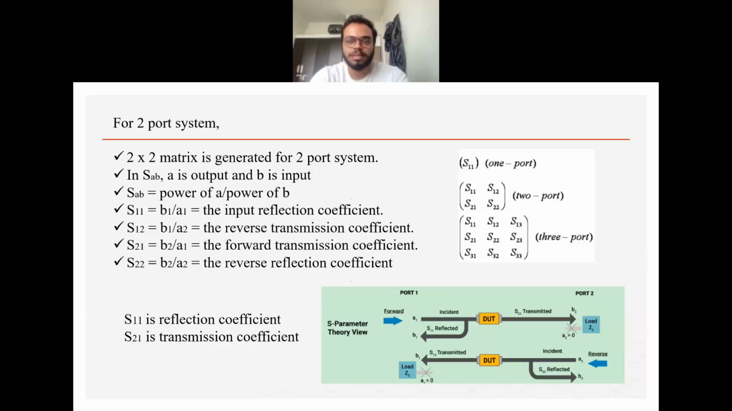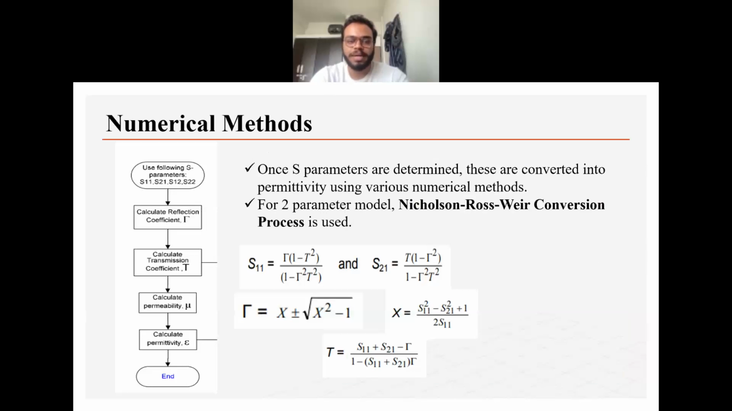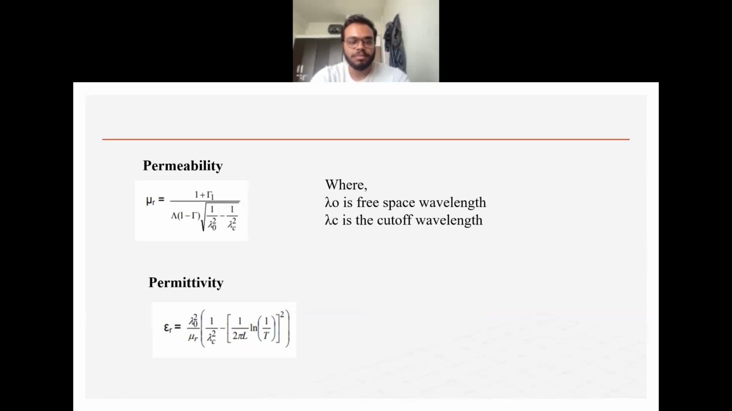Next slide, please. So these parameters, S11, S21, S12 and S22, are defined, and then they are converted into permittivity using numerical conversion methods. For a two-port system, we use the Nicolson-Ross-Weir conversion process. Here you can see the formulae. Using these formulae, the permittivity is determined. You can see the permeability and permittivity. These are the formulae used to determine the permeability and permittivity.